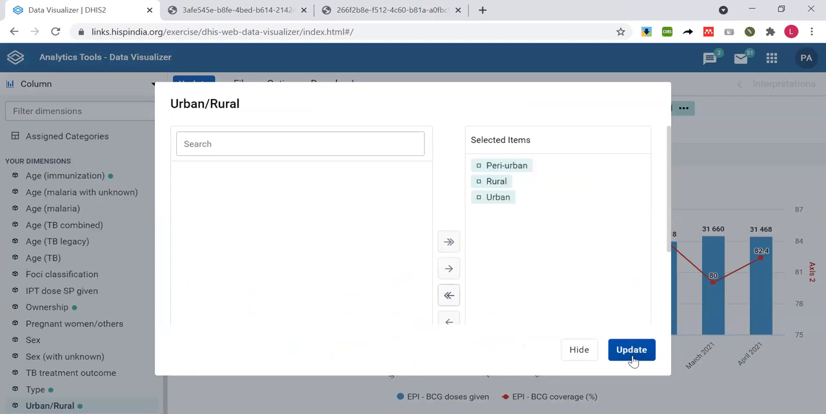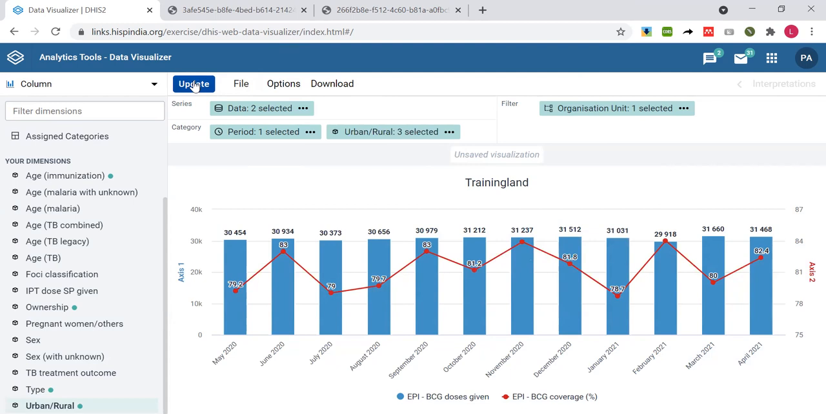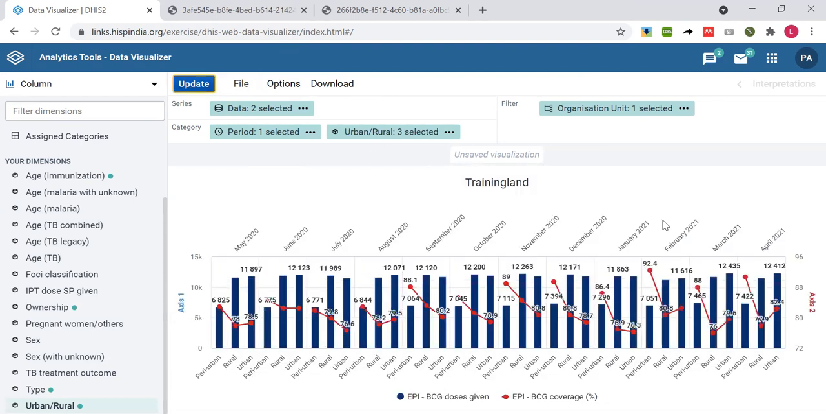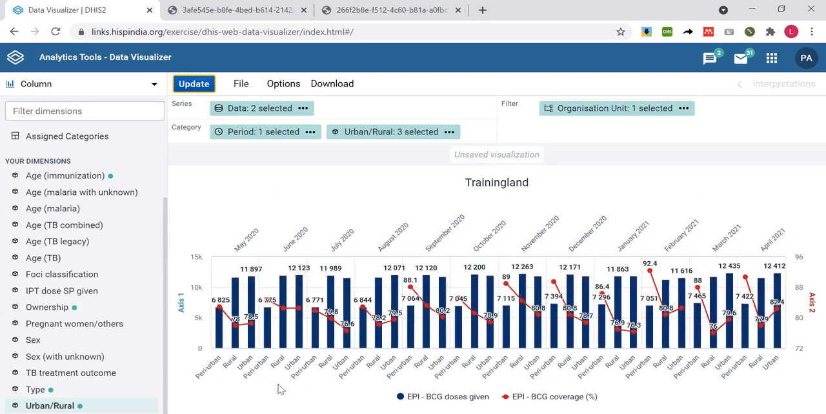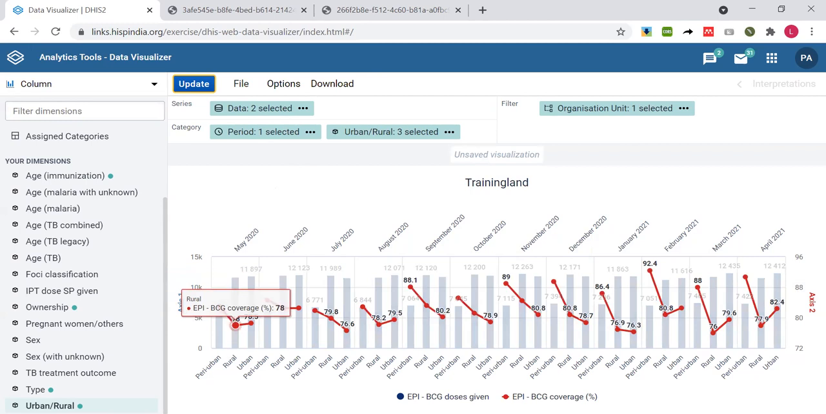Shall I update? Okay. Let me update. And this is what we see. It's a very complex chart, right? So now this is where we can confuse the users. When they look at it, they will first try to figure out what this is, because it's not very easy to interpret. So you are seeing the periods on the x-axis, and peri-urban and rural on the y-axis, right? And for each of them, you have a y-axis of BCG doses and a y-axis of BCG coverage, right?